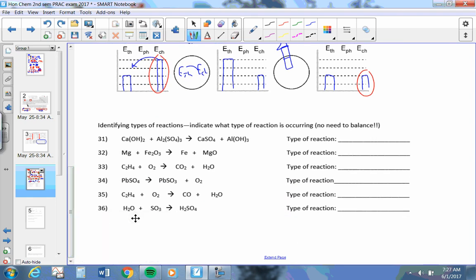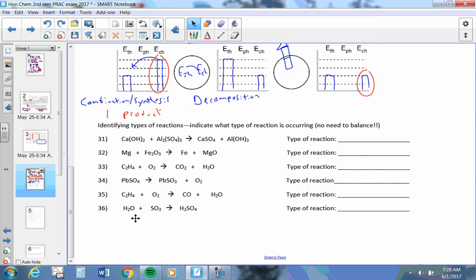The next types are simply types of reactions. What are the types we have to deal with? Well, combination, synthesis, oops, those are the same thing. Let me rewrite that. Combination or synthesis are the same type of reaction. It's just different names. You can always tell them, they have one and only one product. Decomposition is kind of the opposite of a synthesis. They have one and only one reactant that breaks apart into simpler things.